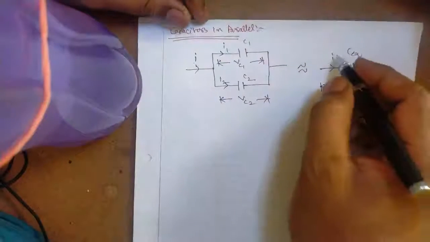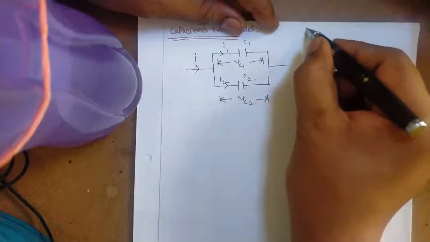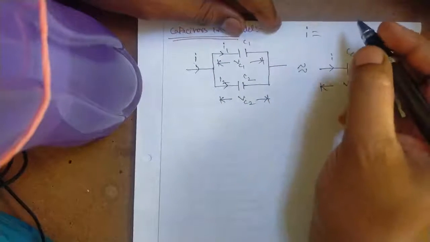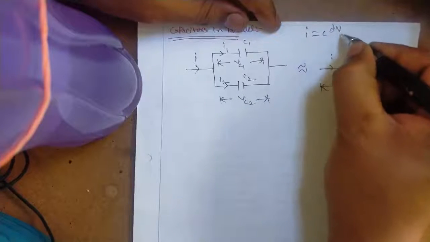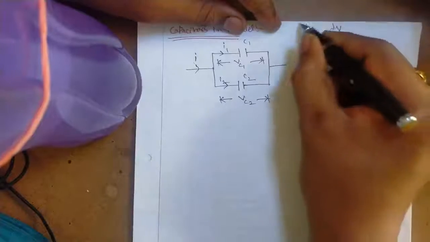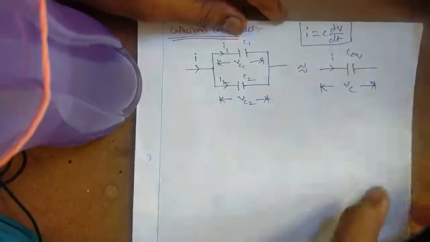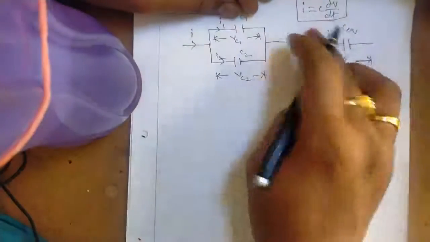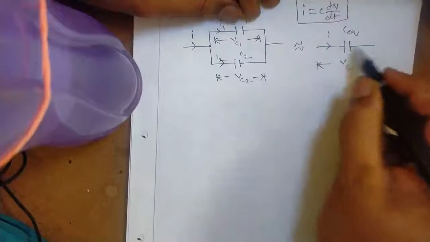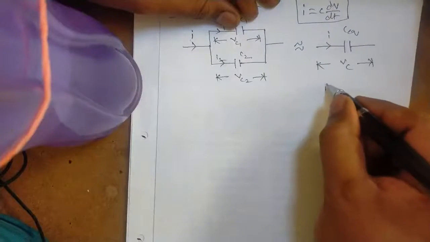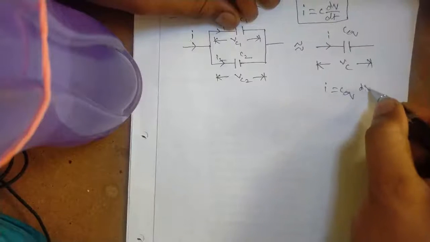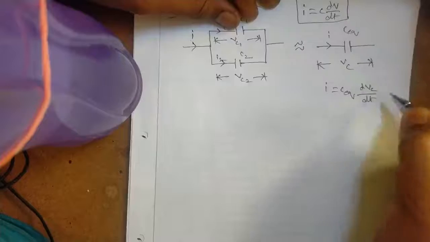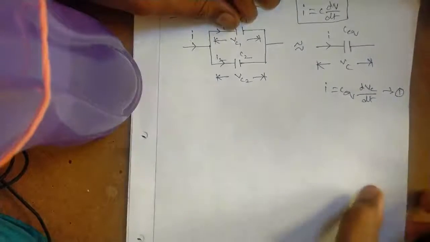We know that the expression for the current passing through a capacitor, I, is equal to C into dV by dt. With this expression, the current passing through this equivalent is I equals C equivalent dVc by dt. This is expression 1.